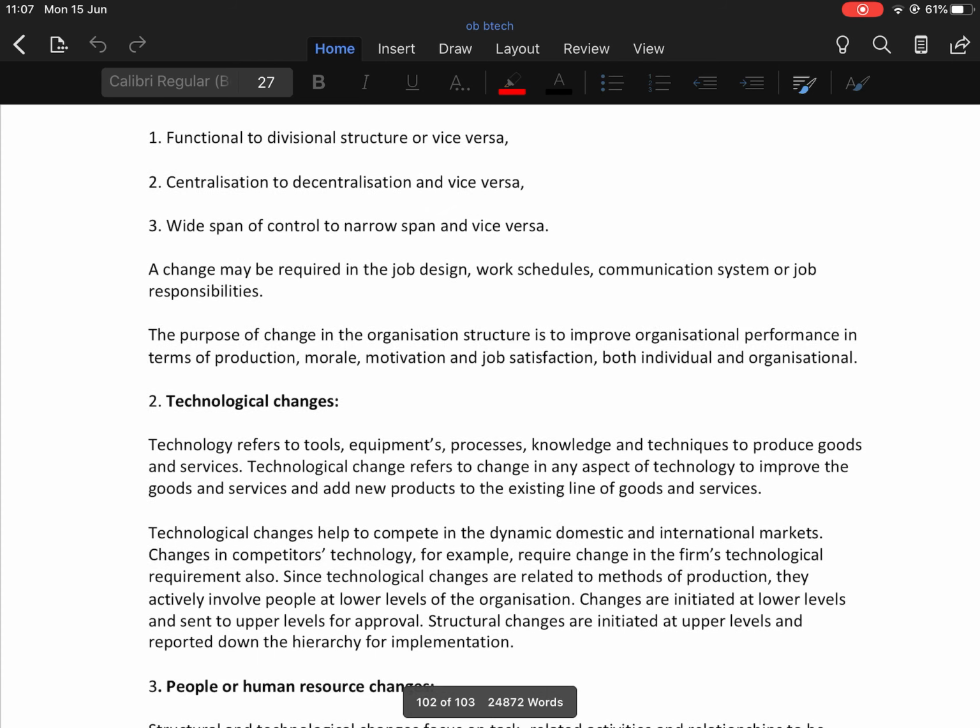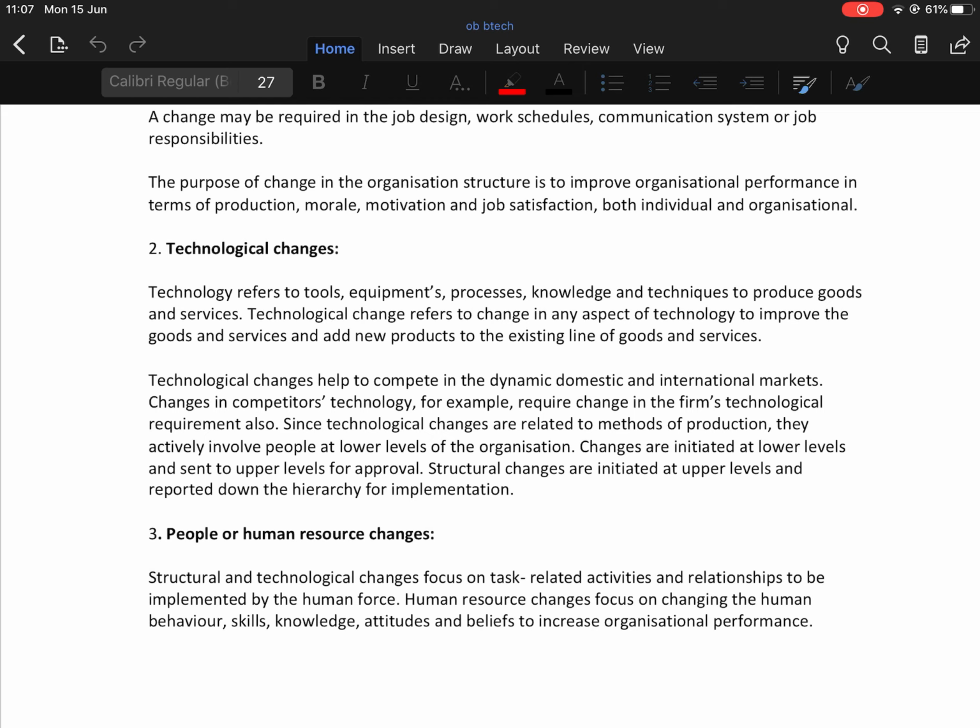Now the second is technological changes. Technological changes refer to change in tools, equipment, processes, knowledge and techniques to produce goods and services. So technological changes refer to change in any aspect of technology to improve the goods and services and add products to the existing line of goods and services.